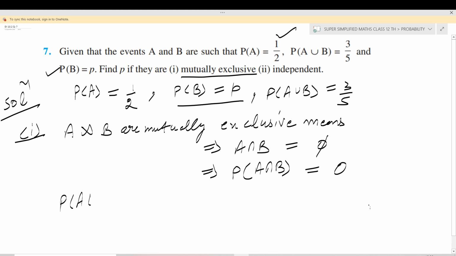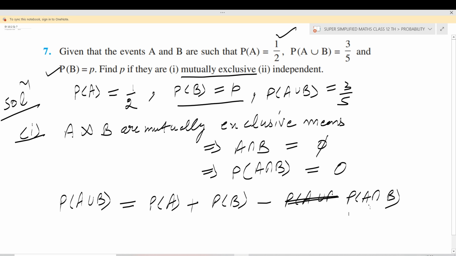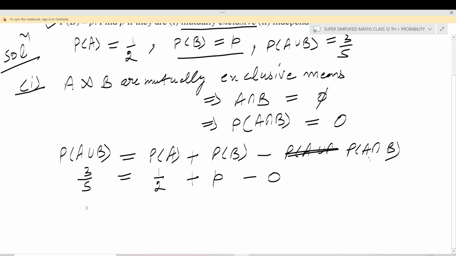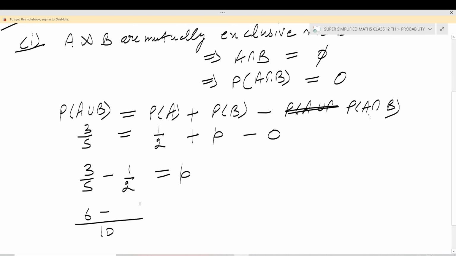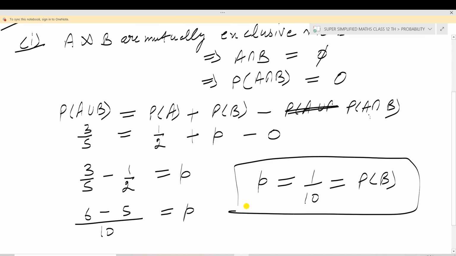Now I already know the formula: probability of A union B is equal to probability of A plus probability of B minus probability of A intersection B. Now I substitute all the values. Probability of A union B is 3 by 5, probability of A is 1 by 2, probability of B is unknown P, and probability of A intersection B is 0. So P is 3 by 5 minus 1 by 2. Taking the LCM, it comes out to be (6 minus 5) upon 10. So the value of P is 1 by 10. That is, the probability of happening of the event B is 1 by 10 in this case.